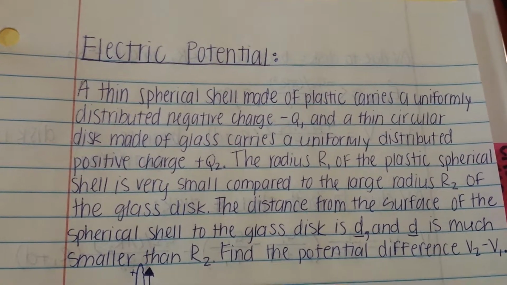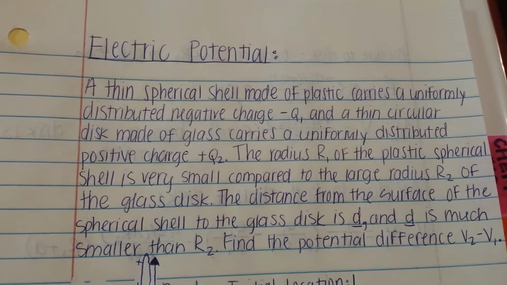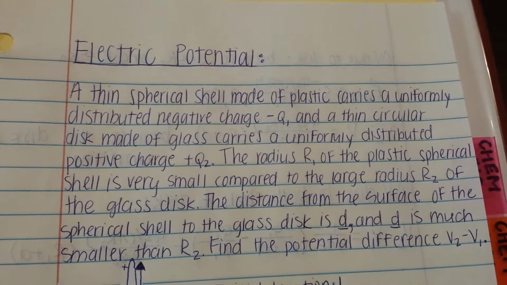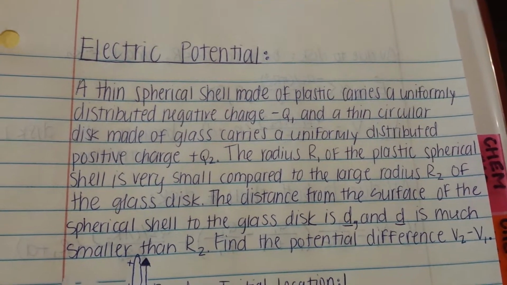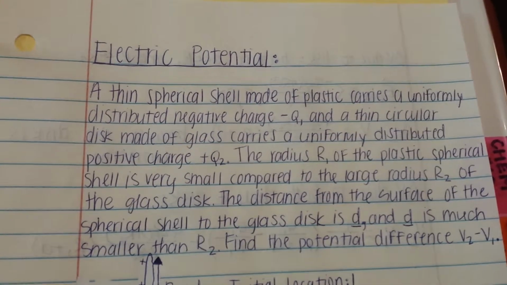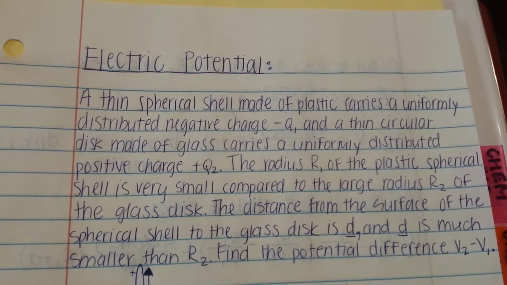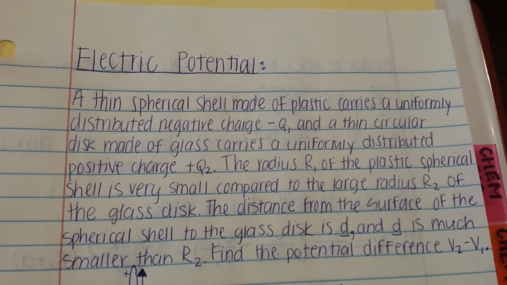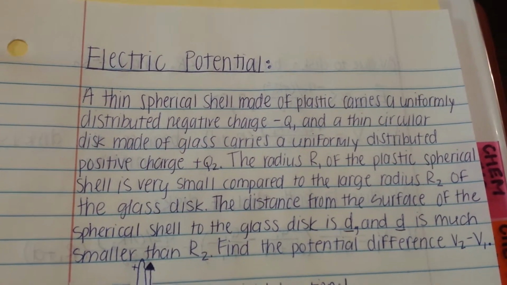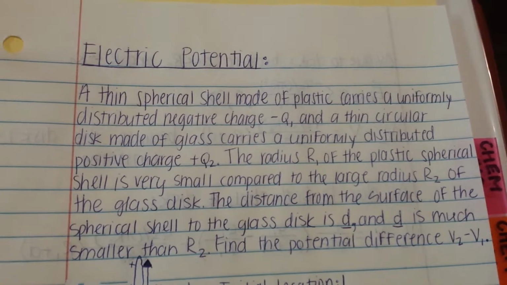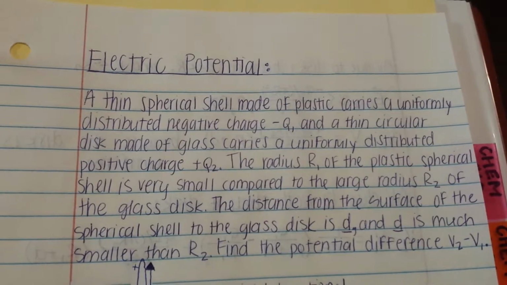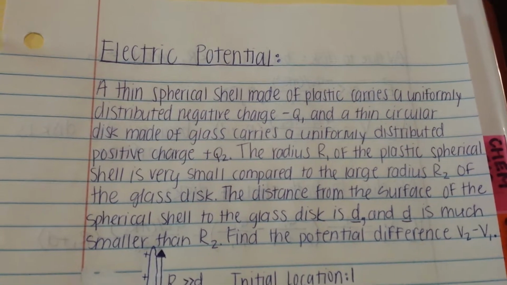This is an electric potential problem. It reads, a thin spherical shell made of plastic carries a uniformly distributed negative charge, negative Q1, and a thin circular disc made of glass carries a uniformly distributed positive charge, positive Q2. The radius R1 of the plastic spherical shell is very small compared to the large radius R2 of the glass disc. The distance from the surface of the spherical shell to the glass disc is d, and d is much smaller than R2. Find the potential difference of V2 minus V1.